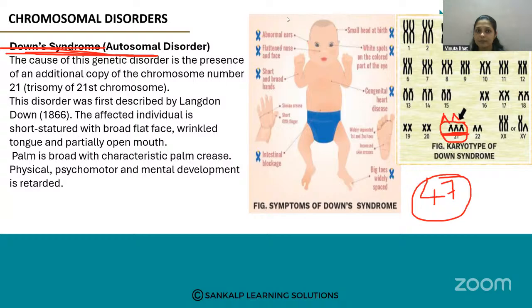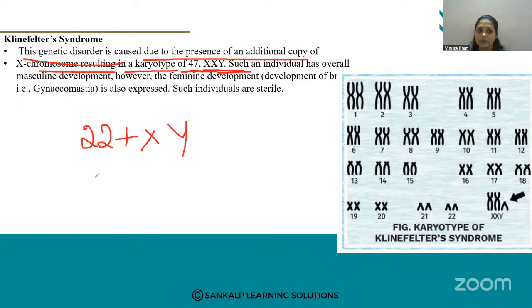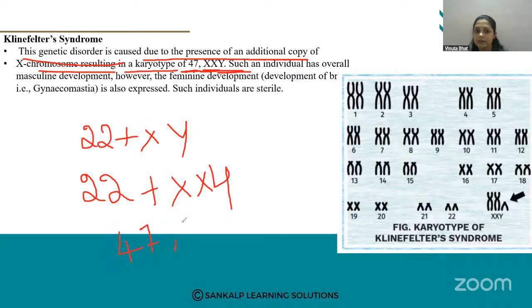Next one, Klinefelter syndrome. This syndrome is a genetic disorder caused due to the presence of an additional copy of the X chromosome in a karyotype, that is 47 chromosomes, XXY. Normally there would be 22 autosomes plus XY chromosomes, right? Here it is 22 autosomes plus XXY. So here the total is 47, due to the presence of an extra X chromosome.